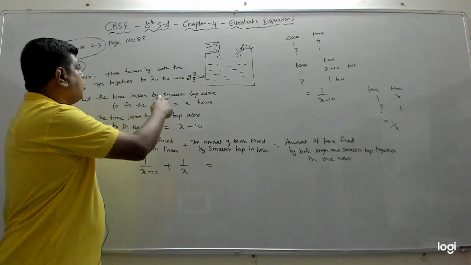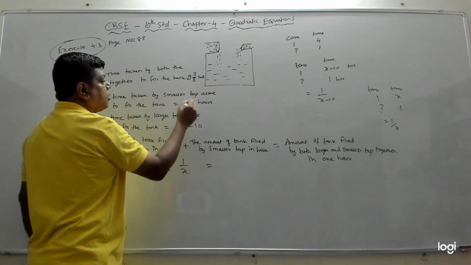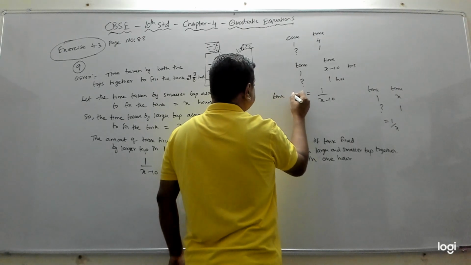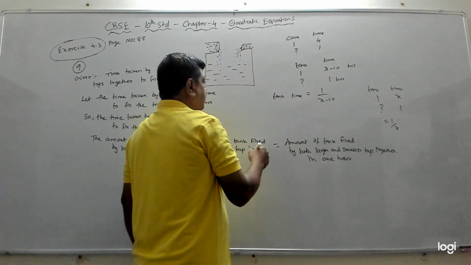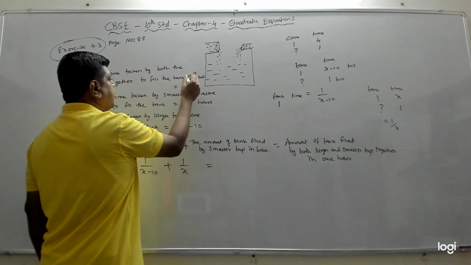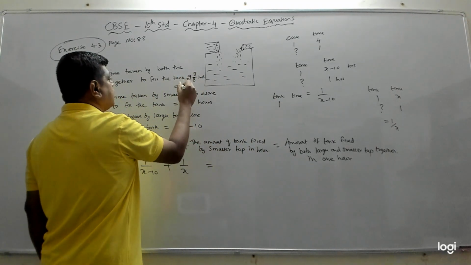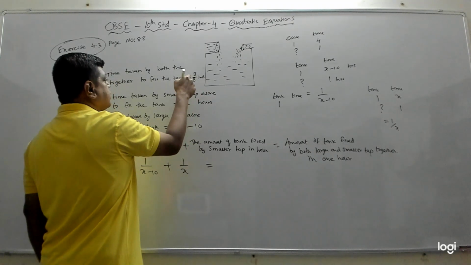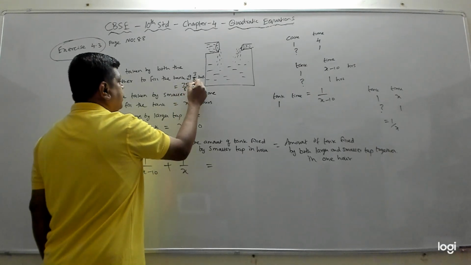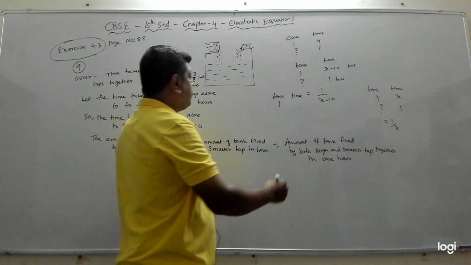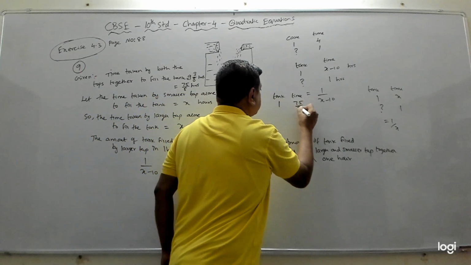Now, how much time does it take to fill the tank? Again it is tank and it is time. To fill one tank, the time taken by both the taps is how much? This is 9 3 by 8. If you convert this into an improper fraction, it will become 75 by 8. 9 8s are 72 plus 3 is 75 by 8 hours. So both the taps together are filling one tank in 75 by 8 hours.